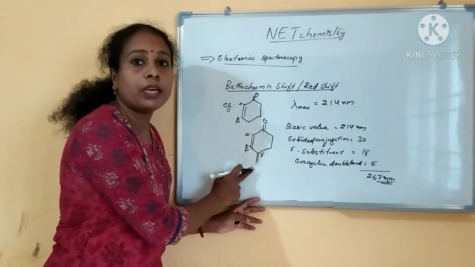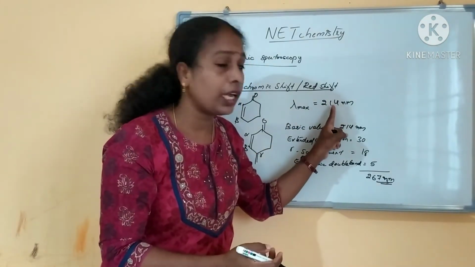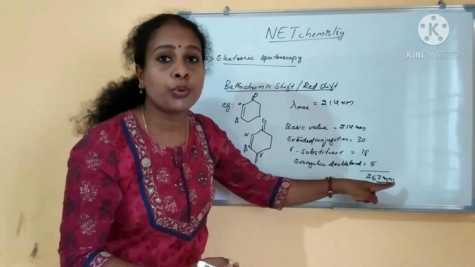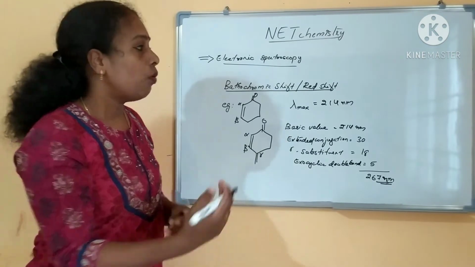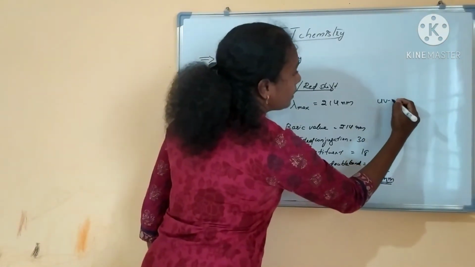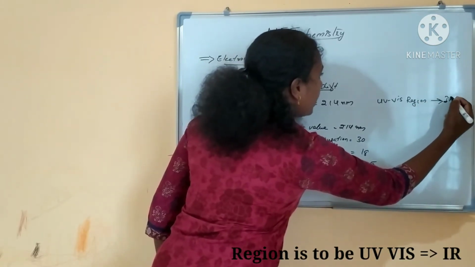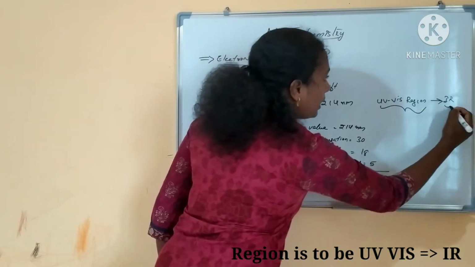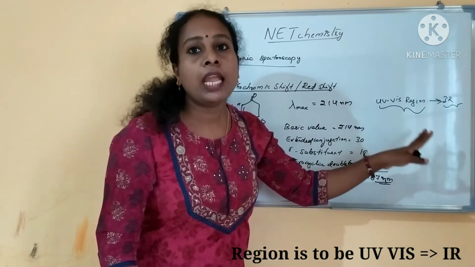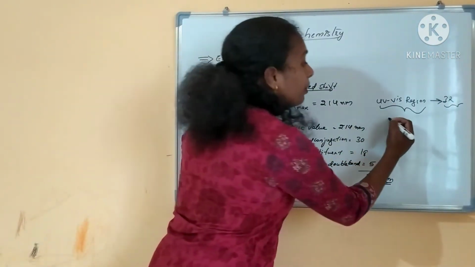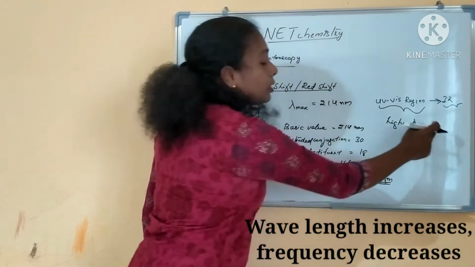What have we done? We have extended the conjugation. As the conjugation increases, the basic value of 214 nanometer has increased to 267 nanometer. This is called red shift. The signal in the UV visible region has shifted toward the IR range. This is the bathochromic shift or red shift. Lambda max increases, meaning a shift to a higher wavelength, a higher lambda max value. This is red shift.